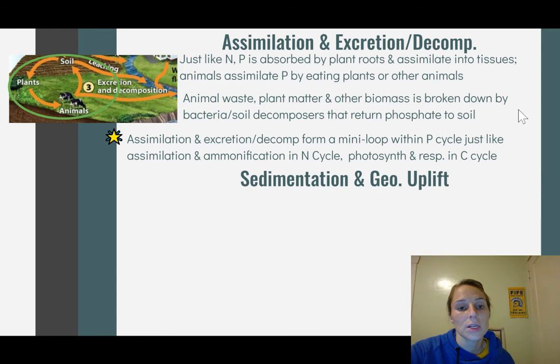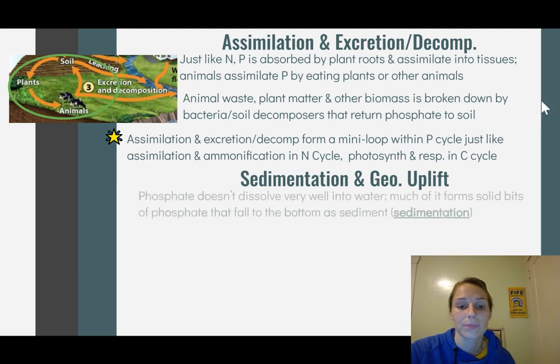Now, assimilation and excretion or decomposition end up forming kind of a mini loop within the phosphorus cycle, just like assimilation and ammonification in the nitrogen cycle, or photosynthesis and cellular respiration in the carbon cycle. So we're starting to see that with these different cycles, you can end up with a little mini loop going on. And that's what we see in the phosphorus cycle with assimilation and excretion and decomposition, is this sort of mini loop that can keep going.